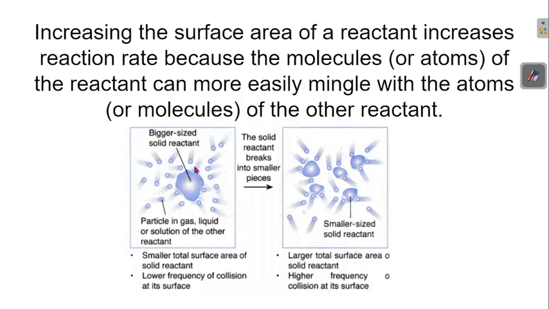There's only a certain amount of collisions allowed when you have this kind of surface area. If you break apart, increasing the surface area of reactant A, here you go, into smaller chunks, you're increasing the surface area of that reactant A. There's more surface area for reactant B to collide with it, increasing the rate.